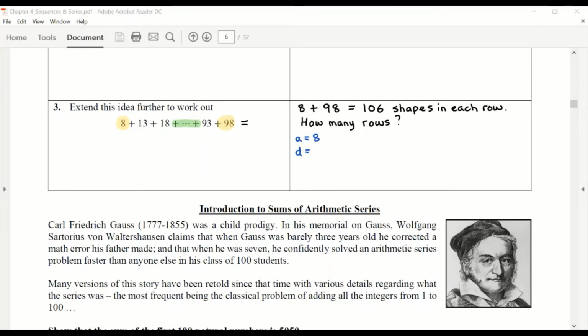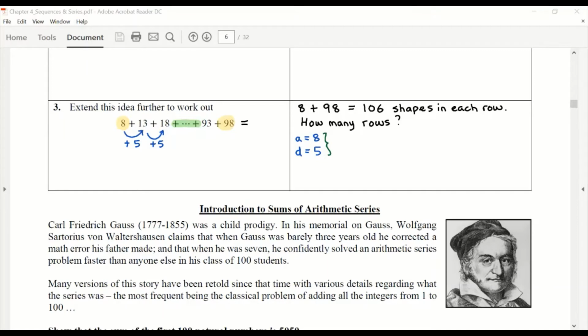So the common difference: how do I get from 8 to 13? Well, I must add 5. How do I get from 13 to 18? Well, I'm adding 5. So my common difference is, of course, 5. It's a series. We're adding the terms together, but it behaves like a sequence. You can think of the terms interchangeably in that respect. Now we know that, how does this help us?